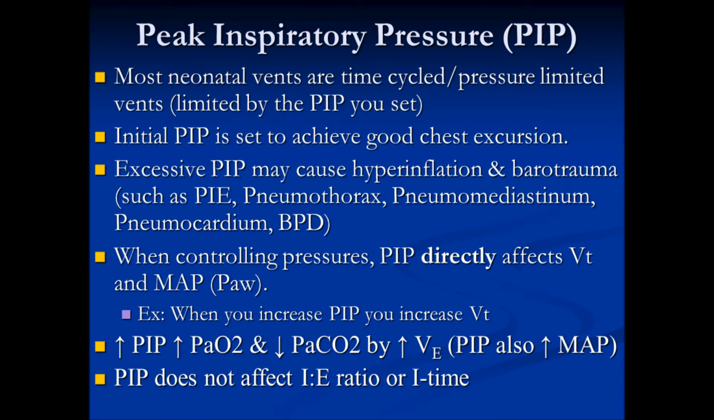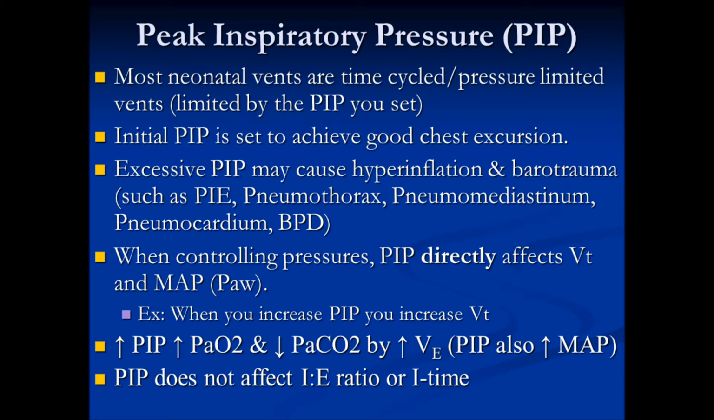With peak inspiratory pressure, most neonates that you're going to be ventilating, you'll be using time cycle pressure limited ventilation, which simply means that you're going to limit the peak inspiratory pressure that you set on the ventilator. So you're going to actually set a PIP, and that PIP is going to tell the machine to not go over that pressure when it is delivering the breath, regardless of whether it has reached that time or not.